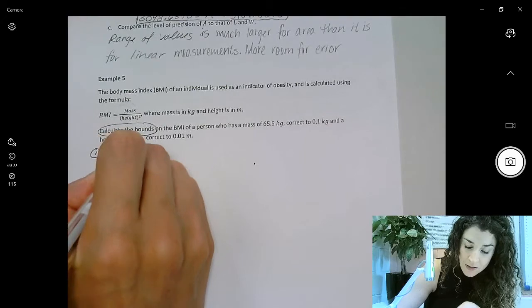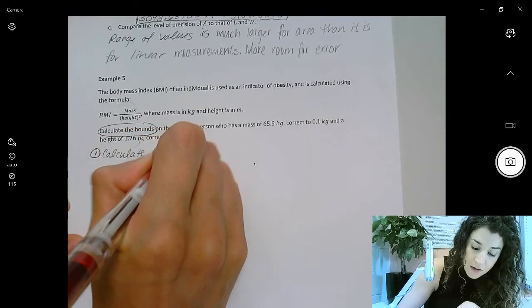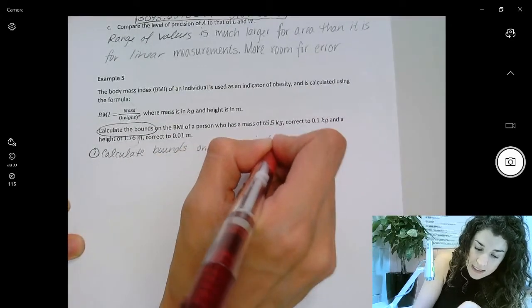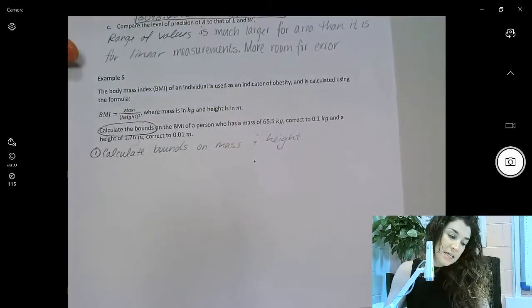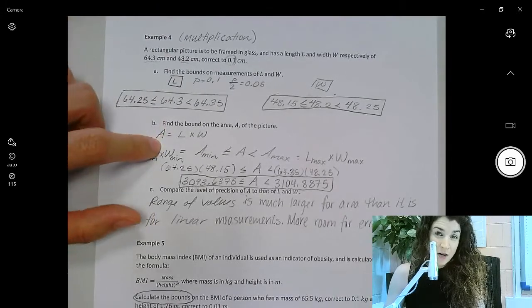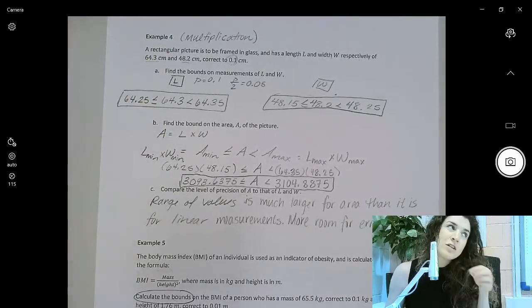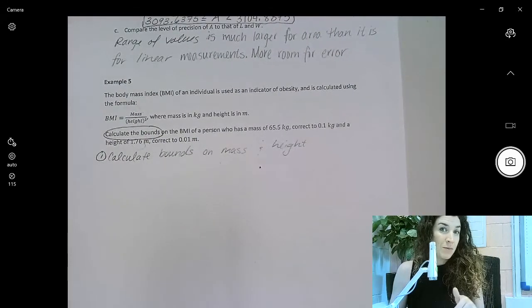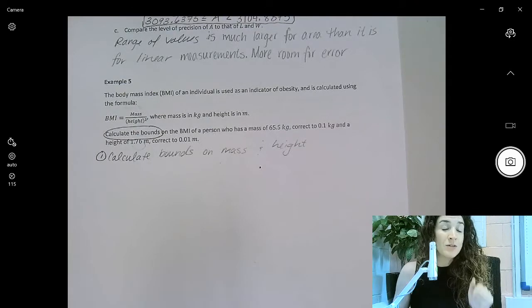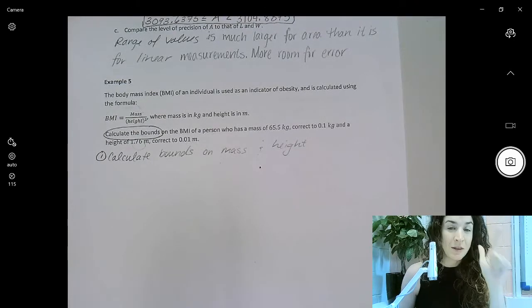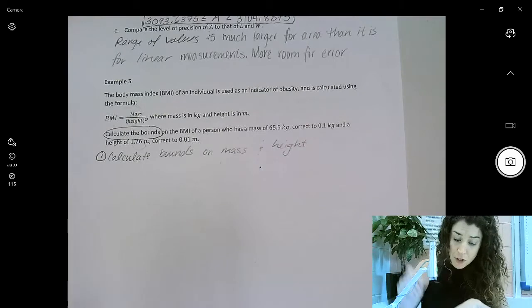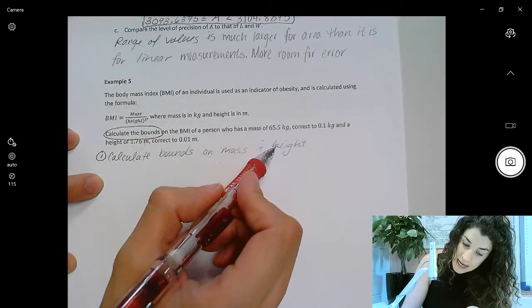is calculate bounds on mass and height. So notice that example number 4 was really leading you to finding the bounds on the area, but it gave you a little helpful hint, like, we need to do this first before we can move on to the second part. Example number 5 does not break it down for you. So example number 5 just says, hey, you need to calculate the bounds. You need to realize that that means that you need to calculate the bounds on the original measurements first before you can even start calculating the bounds on our final thing. So first we need to calculate the bounds on our mass and the height.